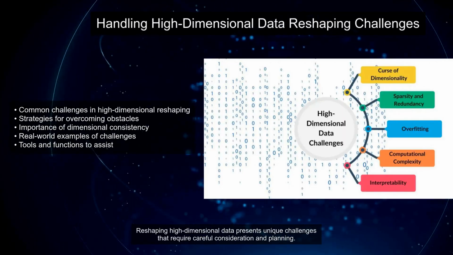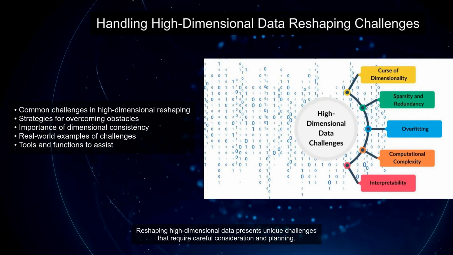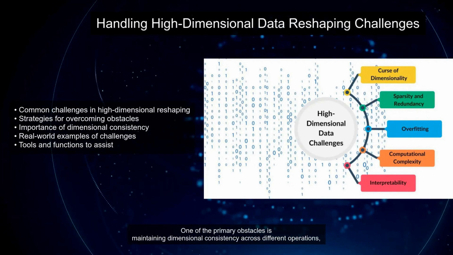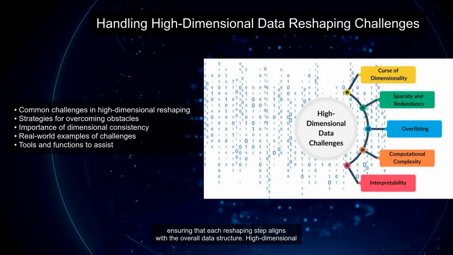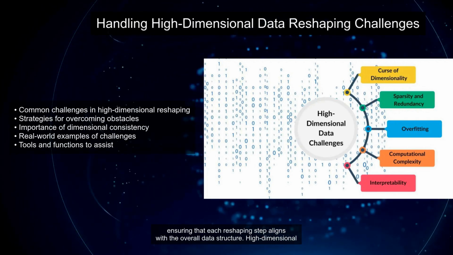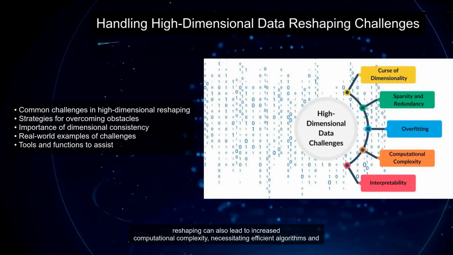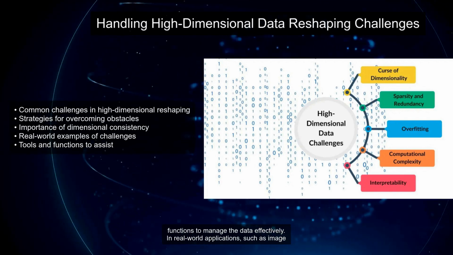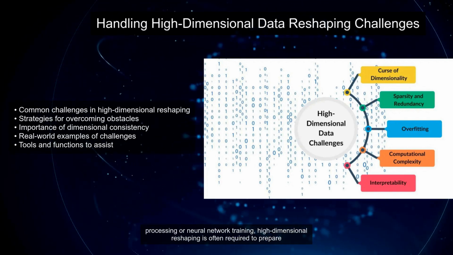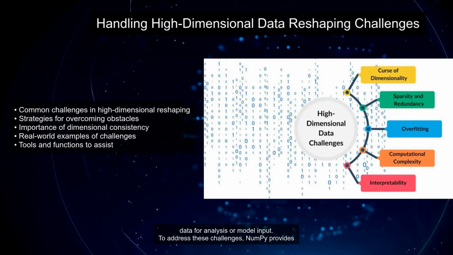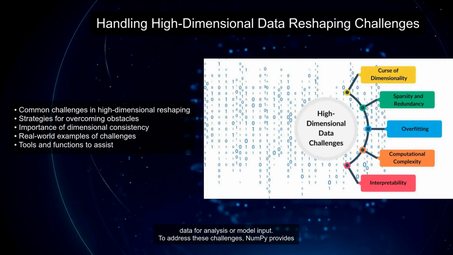Reshaping high-dimensional data presents unique challenges that require careful consideration and planning. One of the primary obstacles is maintaining dimensional consistency across different operations, ensuring that each reshaping step aligns with the overall data structure. High-dimensional reshaping can also lead to increased computational complexity, necessitating efficient algorithms and functions to manage the data effectively. In real-world applications, such as image processing or neural network training, high-dimensional reshaping is often required to prepare data for analysis or model input.